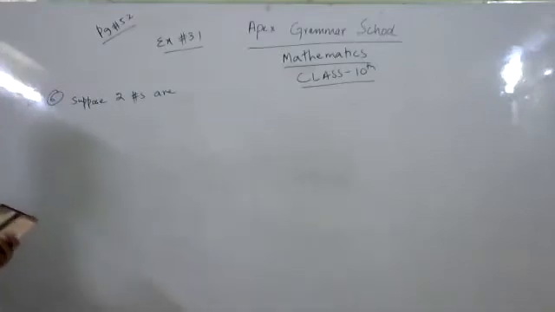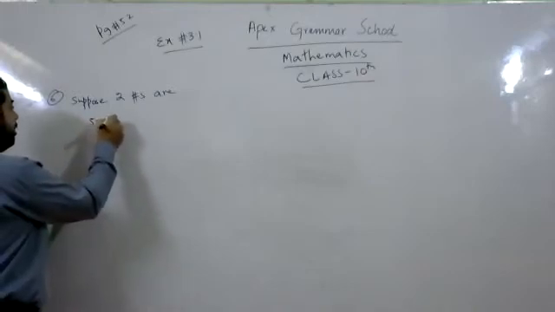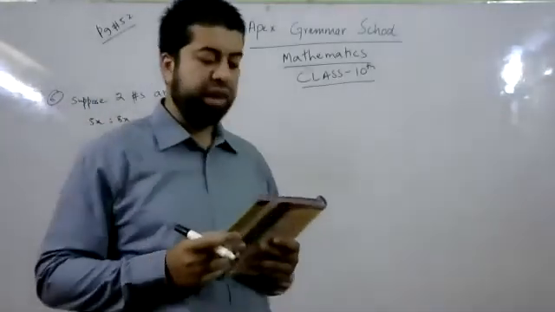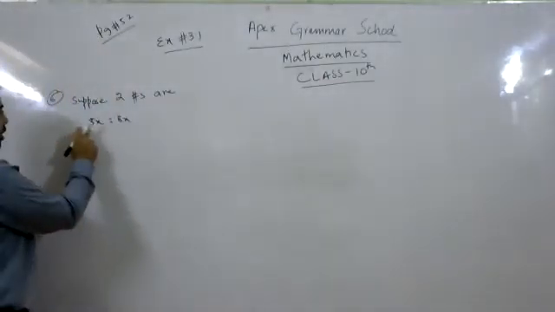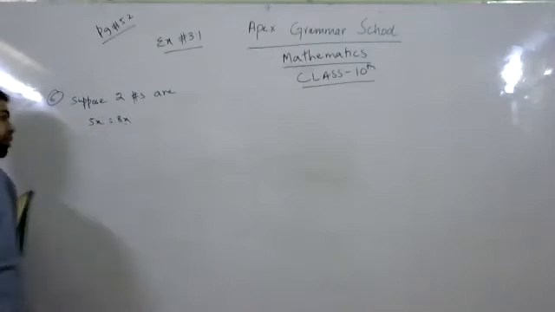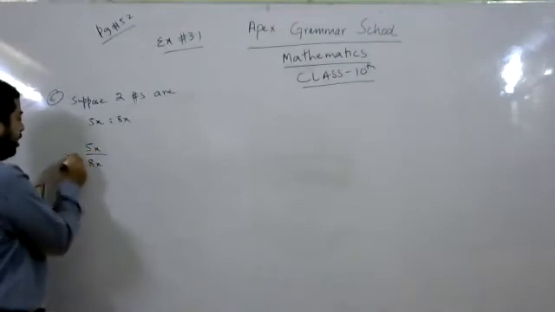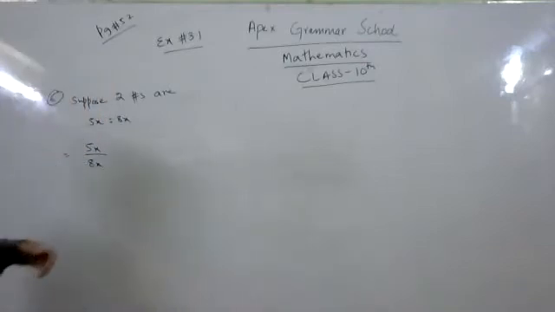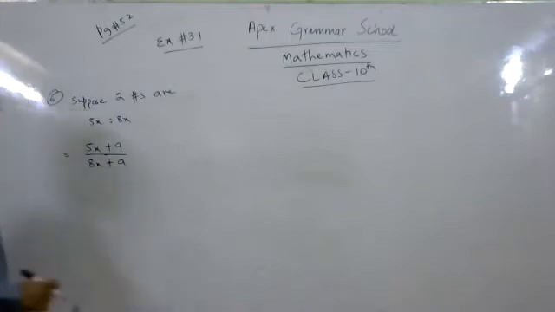So we need to find the numbers. Let the common multiple be x, so we can write it as 5x ratio 8x. Now apply the condition. If 9 is added to each number, instead of writing 5x ratio 8x, we can write it as 5x divided by 8x. Each number means every number, so we add 9 to the numerator and also the denominator.